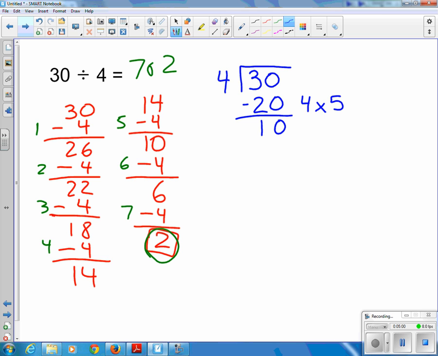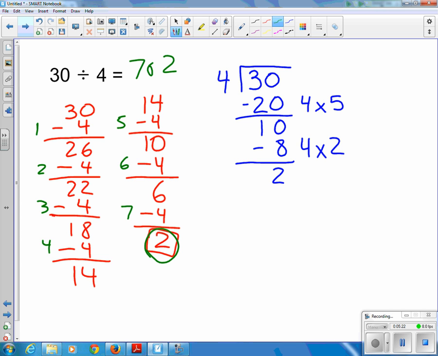Then I don't have anything that multiplied times 4 is 10, but I know that 4 times 2 is 8. It's close. Let's subtract now. 10 minus 8 is 2. And this is smaller than my divisor. That means that's probably my remainder. Then I'm going to count how many times I've subtracted.